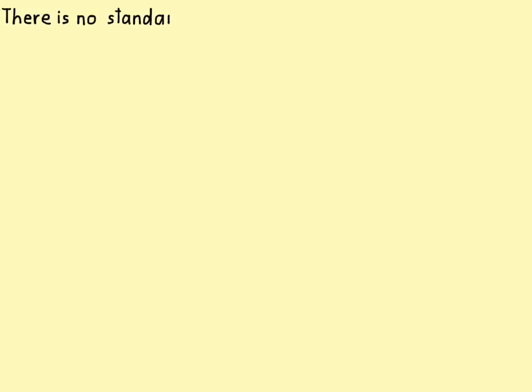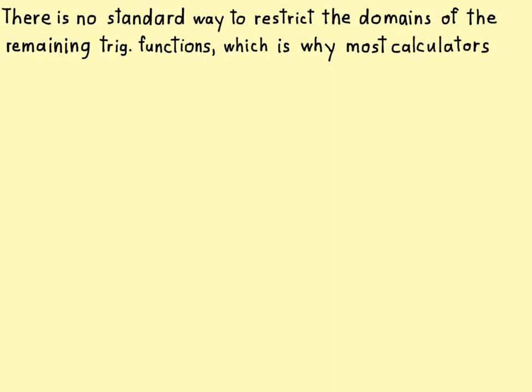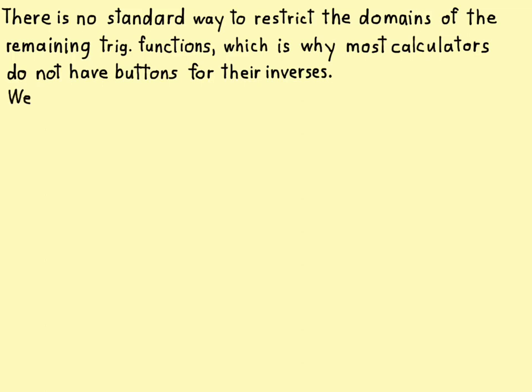Okay, so for the other three trig functions, there's no standard way to restrict the domains of these trig functions to get a one-to-one function which will have an inverse. And this is why most calculators do not have buttons for their inverses. So inverses of cosecant, inverse of secant, inverse of cotangent. There's different ways, different books will do it differently, basically.